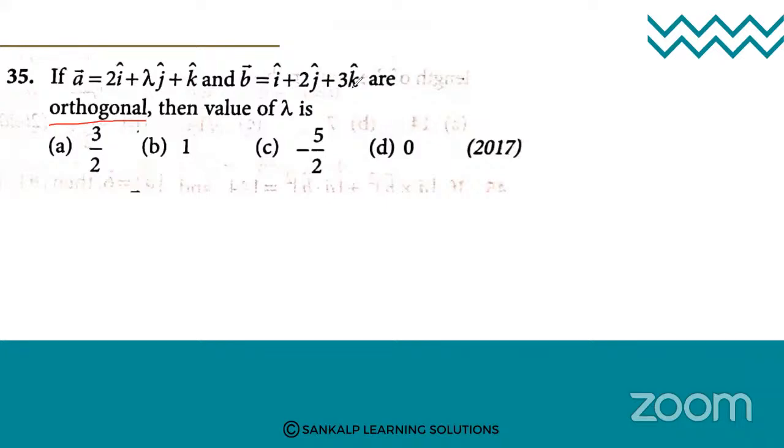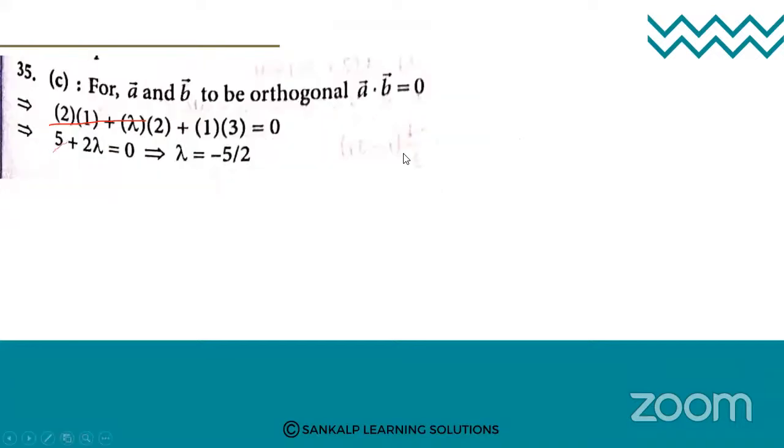Two of the students have answered option A. So we will check it. See the options: lambda equal to minus 5 by 2. Option C will be the right answer. Those who have answered, just check where you have gone wrong, and the answer is there.